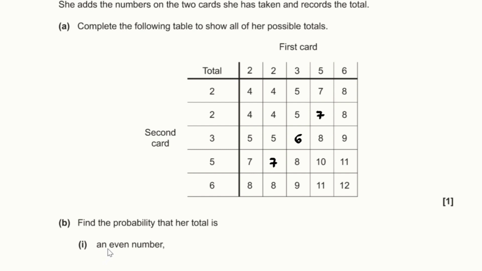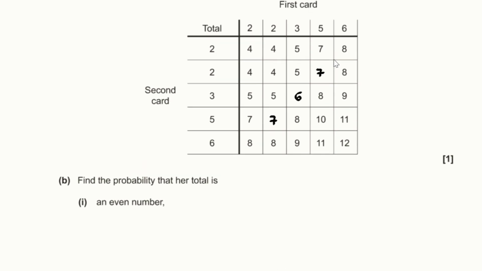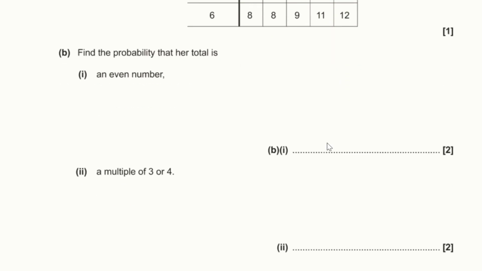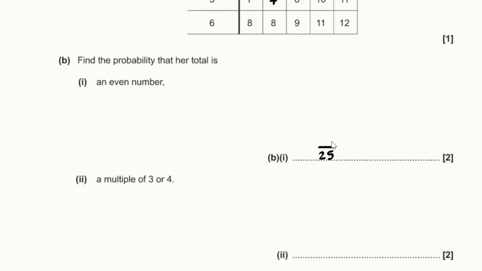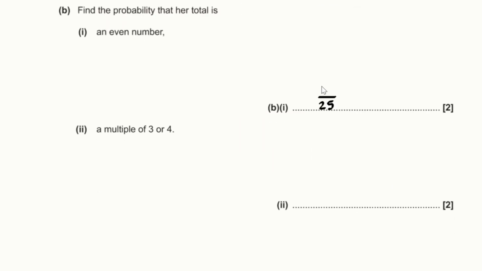For part B, we have to find the probability that her total is, for the first part, an even number. Well, how many numbers do we have in total? Well, we've got 25 numbers in total. And of those 25, how many are even? Well, we've got 1, 2, 3, 4, 5, 6, 7, 8, 9, 10, 11, 12, 13. We have 13 numbers out of 25 which are even.